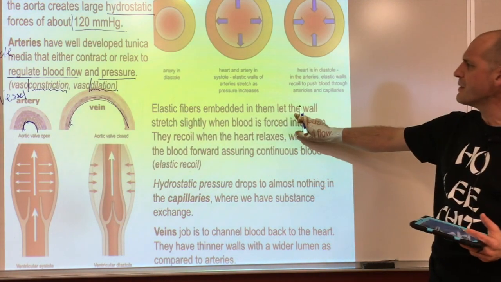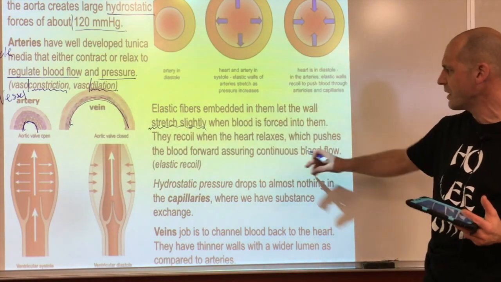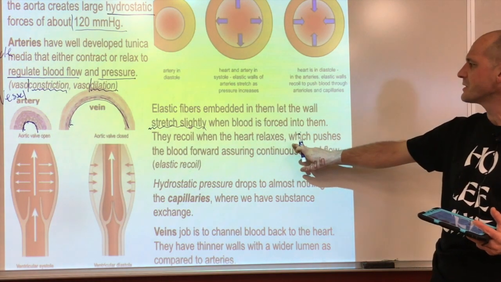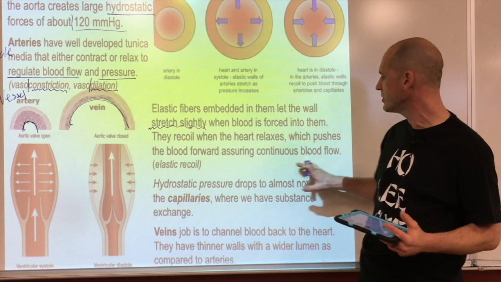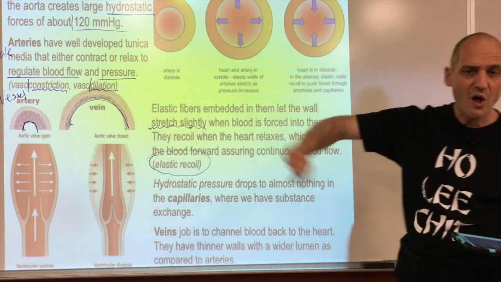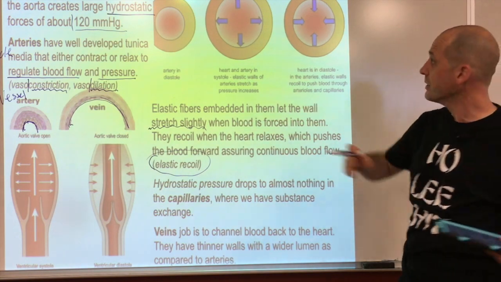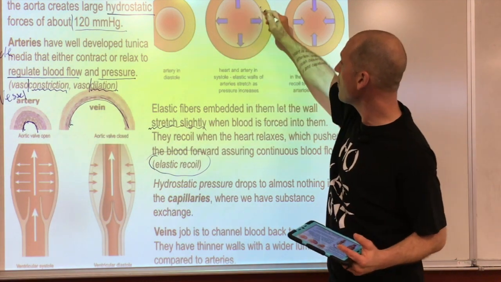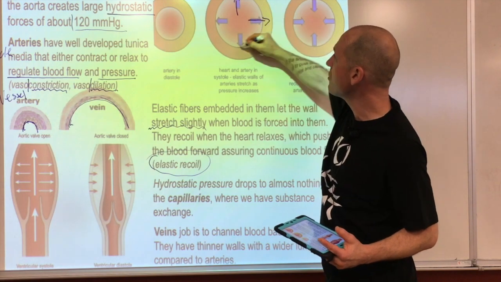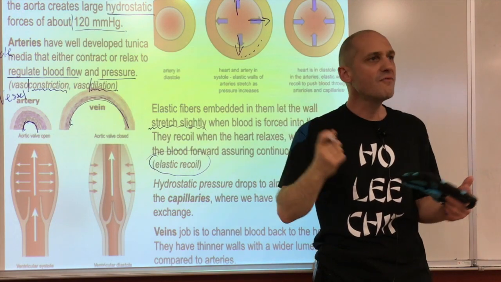Elastic fibers embedded in the wall stretch slightly. We talked about that a little bit. So they give it some give, and when the blood is forced into them, they recoil when the heart relaxes, which pushes the blood forward, assuring continuous blood flow. So that's a very interesting concept. When I force blood into the aorta, right out of the heart here, this is the aorta, the force of that hydrostatic force pushes the vessels further apart. And that elasticity is like a rubber band. It lets it give a little bit.